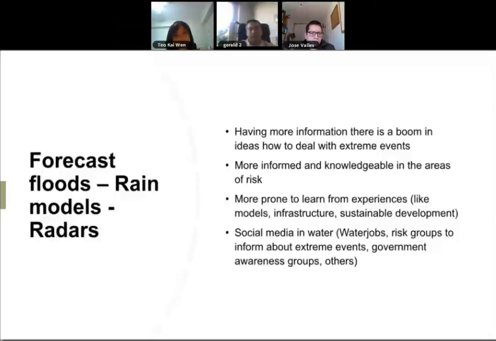Now, reaching the area of more advanced things in water resources, we now have more information. There is a boom in how to deal with extreme events. You can see that, due to the fact that news about events happening everywhere, we are now more aware. So now we want to deal with extremes. We want to see how other people are dealing with extremes. We want to be more informed and knowledgeable in the areas of risk, how much risk I'm having right now. We are more prone to learn from experience: which type of models are they using? What type of infrastructure have they implemented? What sustainable development interventions can I do? All this information is there.